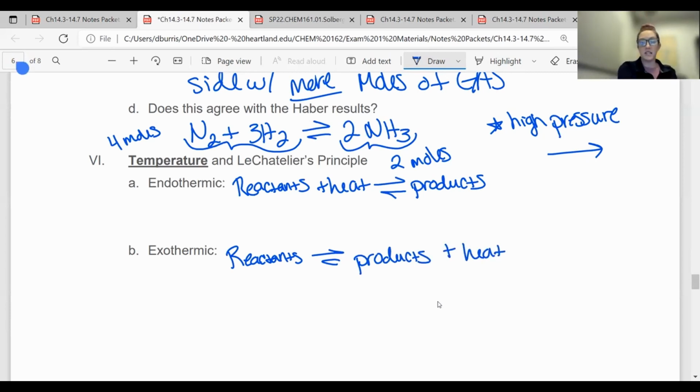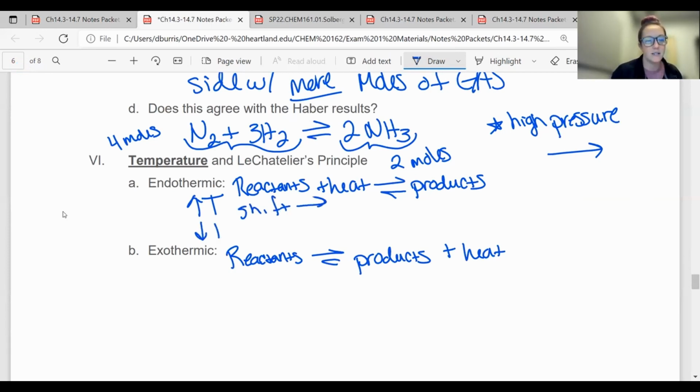Now you can think about this just like concentration. If I heat it up or increase the temperature, it's going to shift to the other side. So it's like putting something in. It's like I'm putting a reactant in. It's going to shift to the other side. So if something is endothermic, if I increase the temperature, it's going to shift right.